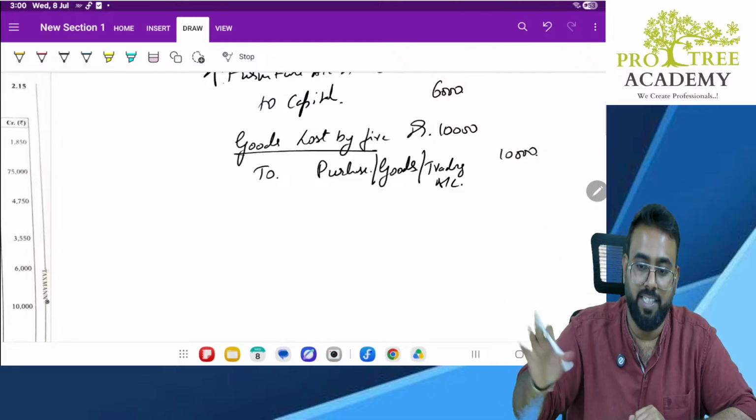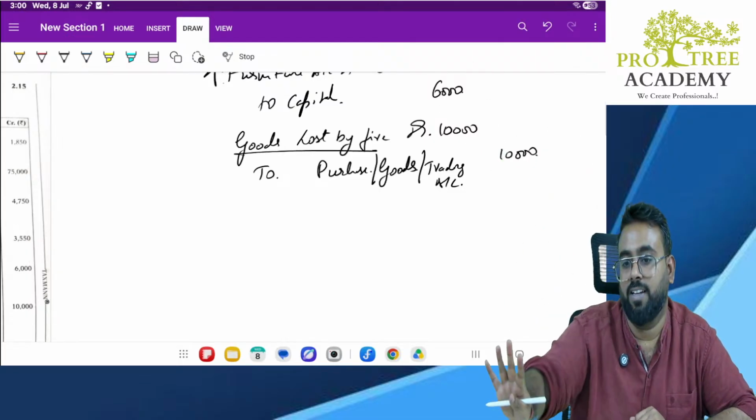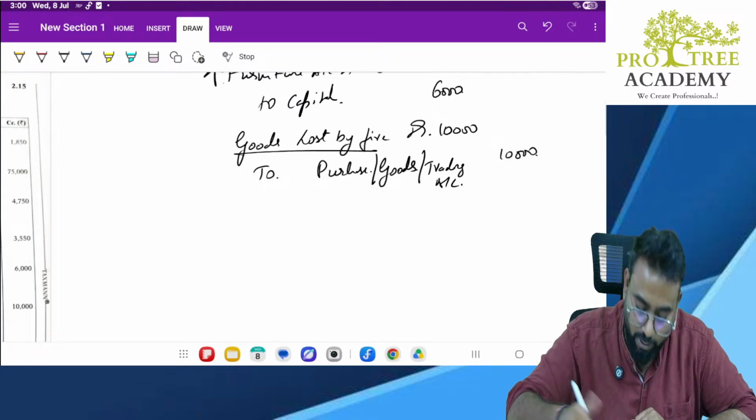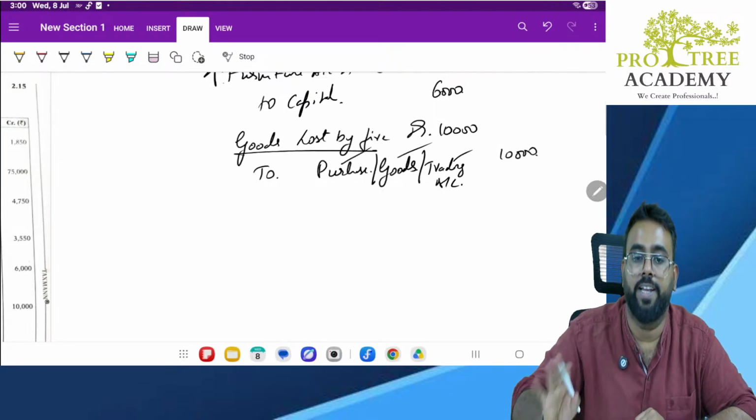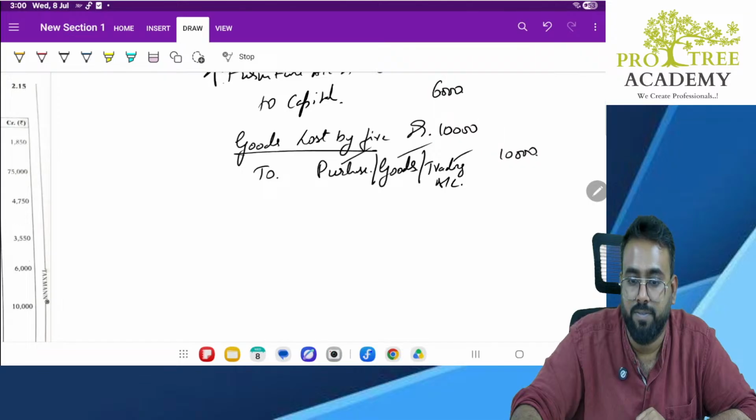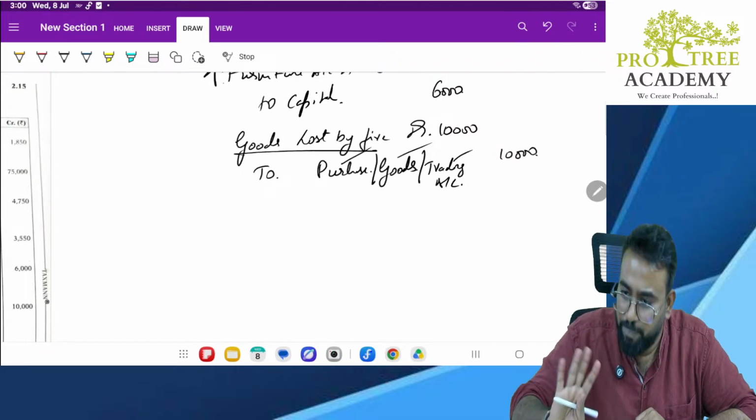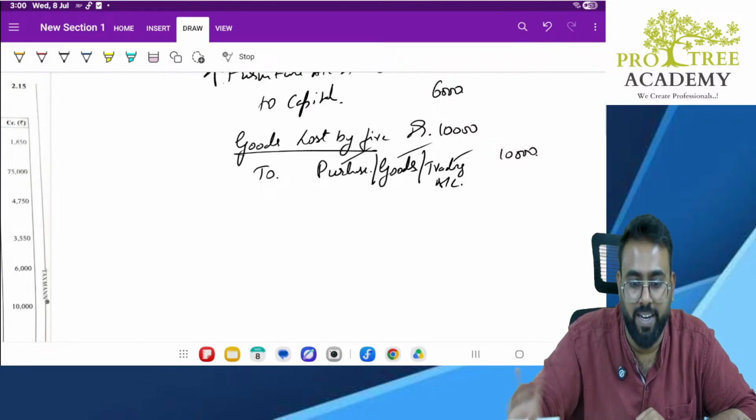Sir, whichever you write, is it correct? Whichever you write is correct. You can use purchase, you can use goods, you can use trading account. Everything is correct only. Clear? Sir, what does trading account mean? Trading and P&L. Clear?